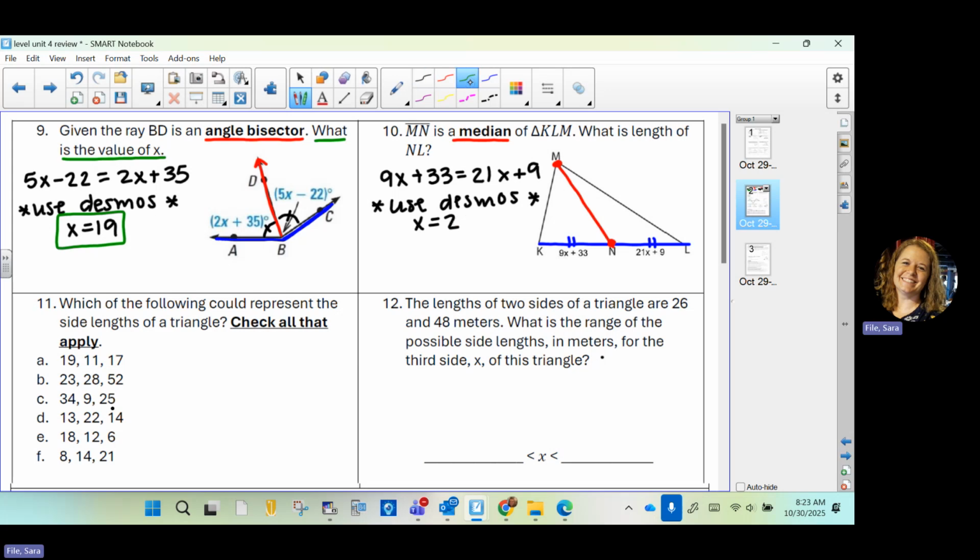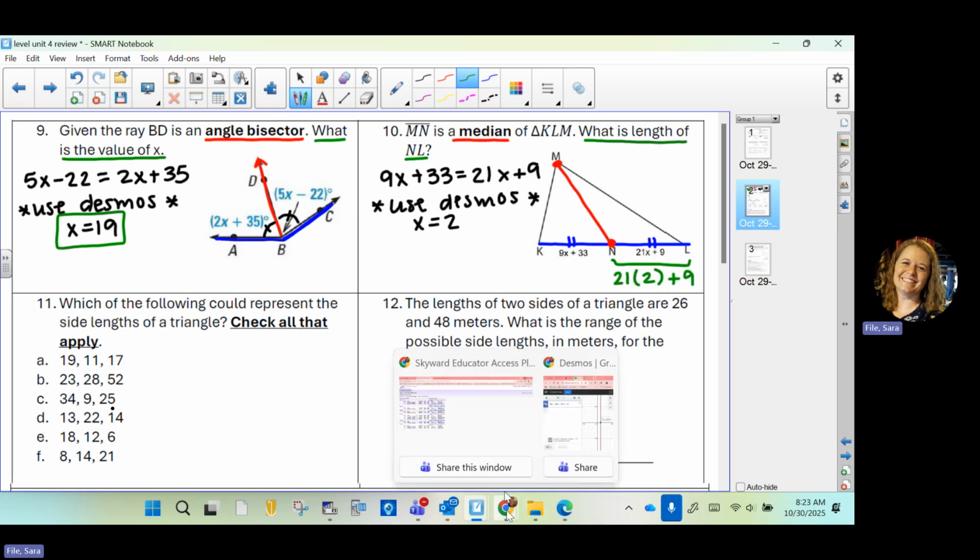Now, is this one asking for x? No, I go back and read carefully what the question is asking for. They're asking for the length of NL. So N to L is right here, 21x plus 9. So I have to take that x value and plug it back in. X is 2. So I'm doing 21 times 2 plus 9.